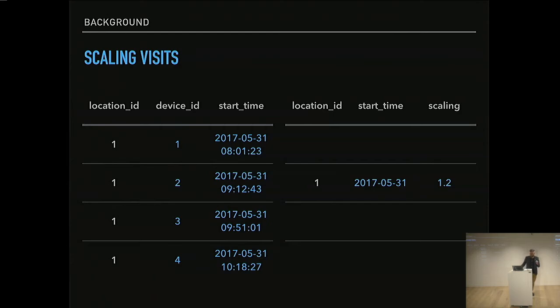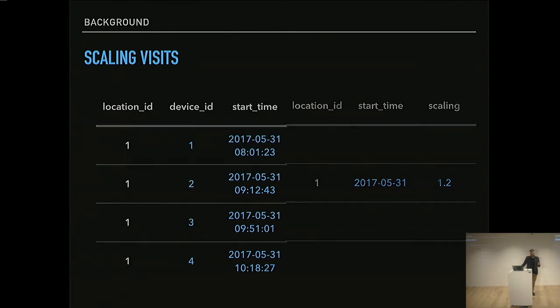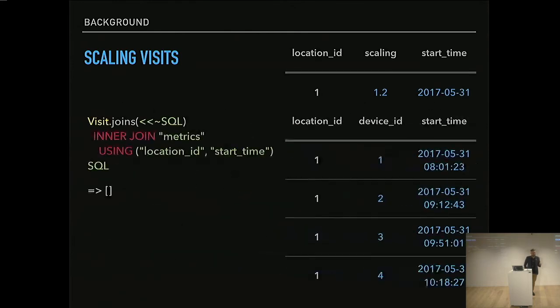When this scaling was implemented, it was clear that it posed a slight challenge in that you can't do a direct join between those two tables, because there would only be one scaling ratio for, say, the day, but visits come in at multiple times throughout the day. So if you try to do a simple inner join on that table, I've tried to give it a Ruby or Rails style text on the left, it's not going to match anything, not directly.